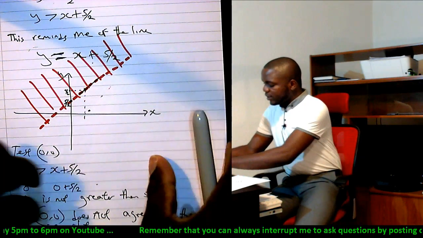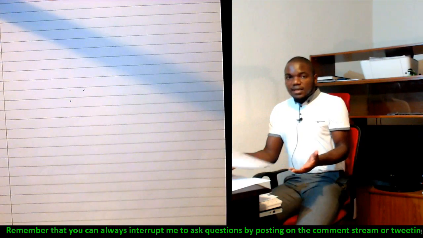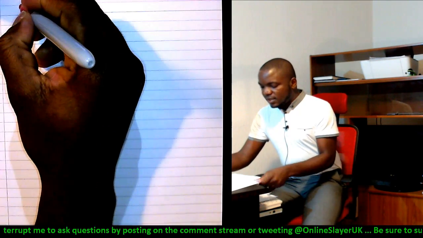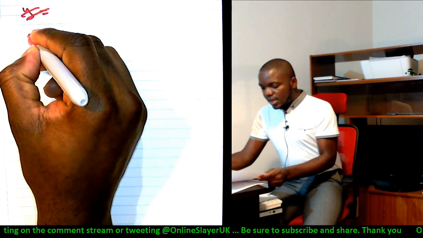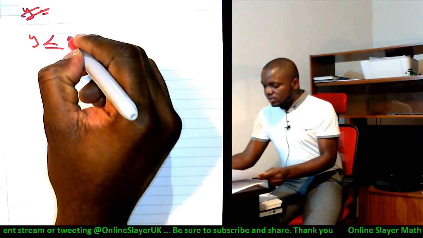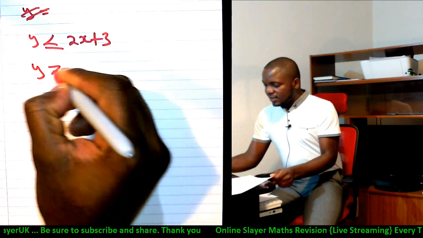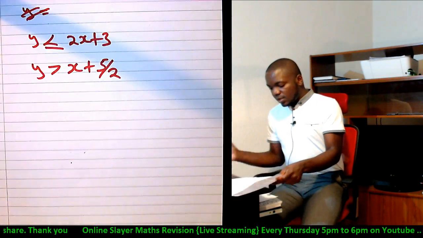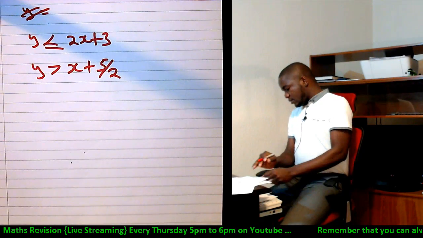Very subtle way. But you'd rarely see that anyway, but that's just what it is. So you had this line, y less than or equal to 2x plus 3, and you had y greater than x plus 5 over 2. Those were the two lines we had some fun with recently.